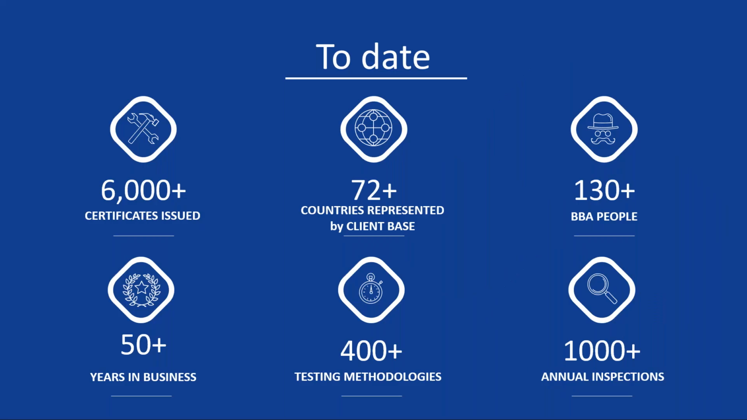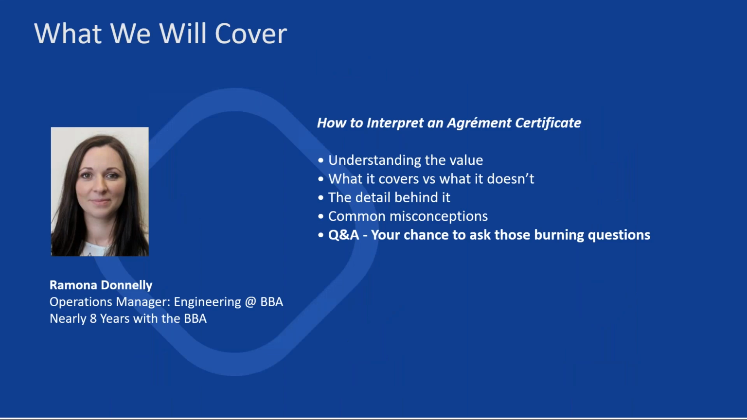So just some numbers for you to digest. You might have seen this before. Over the 50 years, that big one in the top left-hand corner, we've issued more than 6,000 certificates to date. And we've also had an annual inspection rate of over 1,000 inspections over those 50 years. And there's some other numbers on there which are interesting and you can consume at your leisure. But that's enough of that. I want to get on to today's webinar.